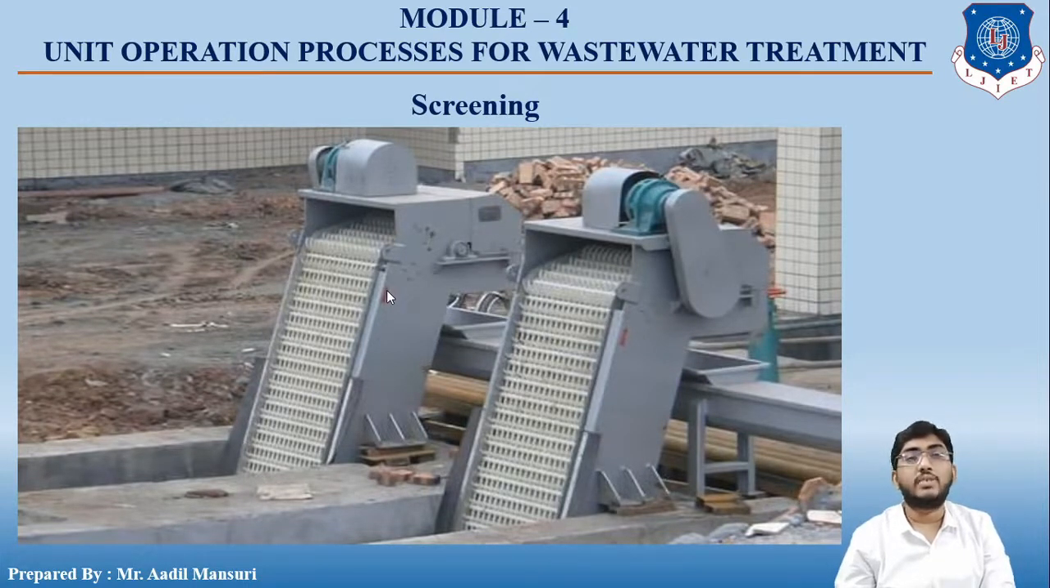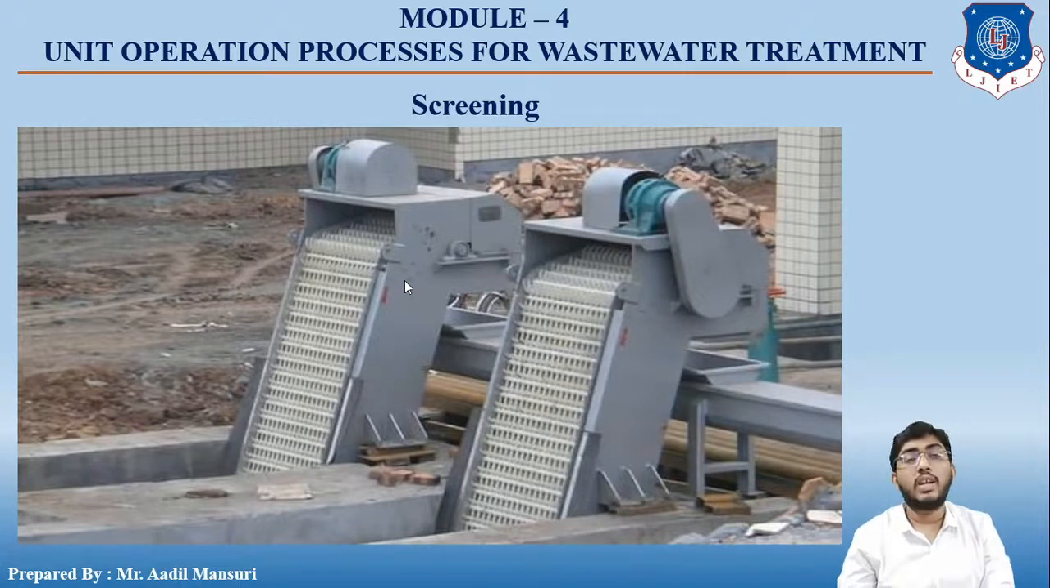Screens are usually kept ahead of grit chambers, and bar screens are classified according to the spacing of the bars. If the spacing is greater than or equal to 50 mm, it is known as a coarse screen, and if the spacing is between 20 to 50 mm, then it is known as a medium screen. The bar screens are inclined at 30 to 60 degrees to the direction of flow to increase the area of screening, and screens are fixed permanently and may be either manually cleaned or mechanically cleaned.